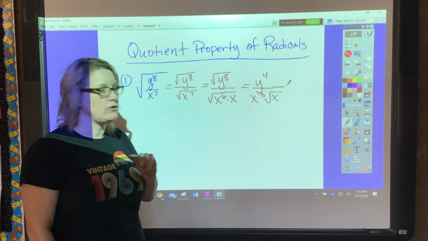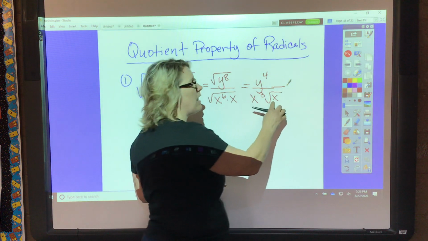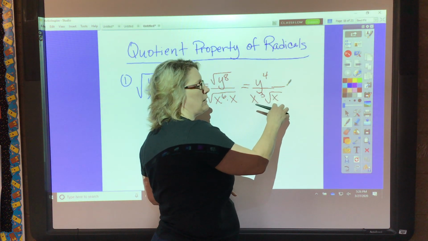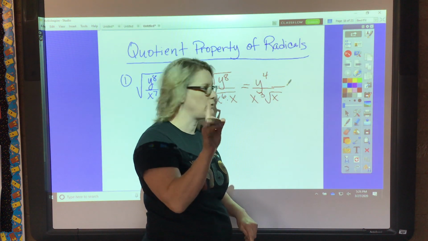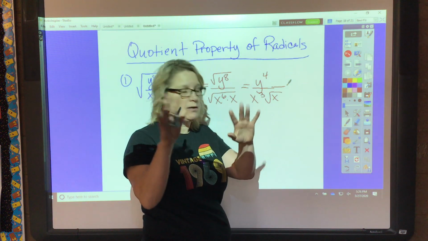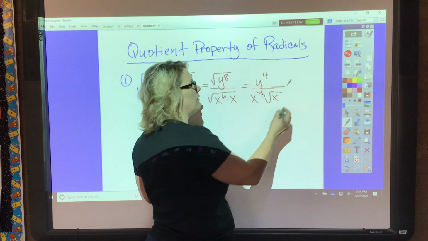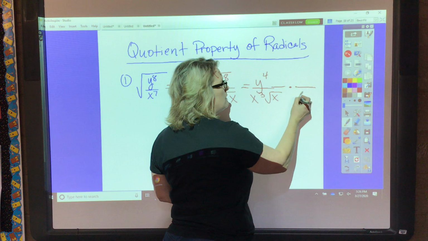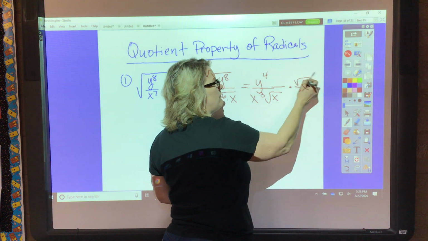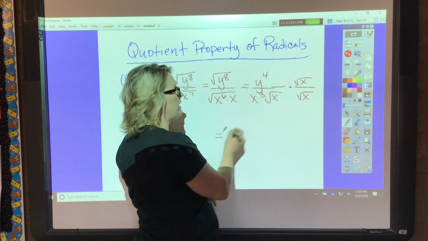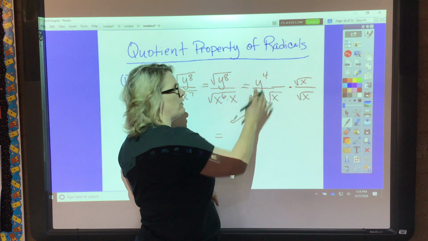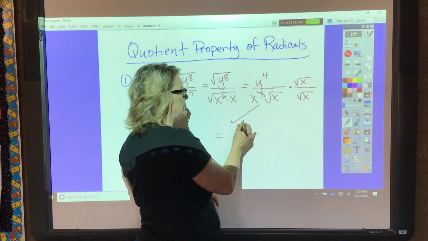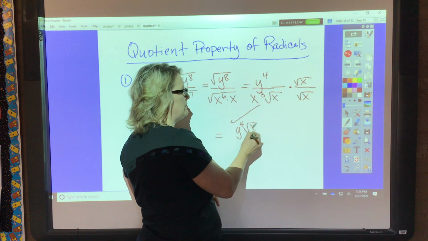However, we should know by now, we cannot leave a square root in a denominator. It's a no, no, no, no, no, okay? You'll be haunted in your dreams by square roots. So what we need to do is multiply the top and bottom by the square root of x. As we rewrite our final problem, our numerator is going to be y to the 4th times square root of x.